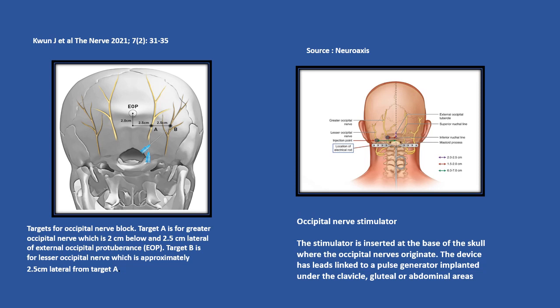The figure on the right shows an occipital nerve stimulator. The stimulator is inserted at the base of the skull where the occipital nerves originate. The device has leads linked to a pulse generator which is implanted under the clavicle, gluteal, or abdominal areas. An occipital nerve stimulator is also used to treat resistant cases of migraine and cluster headache.